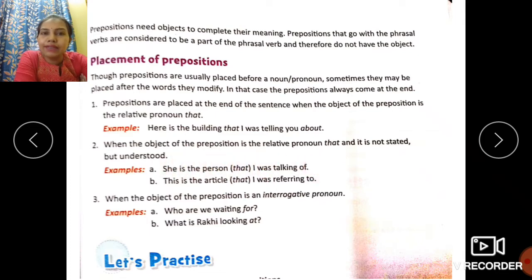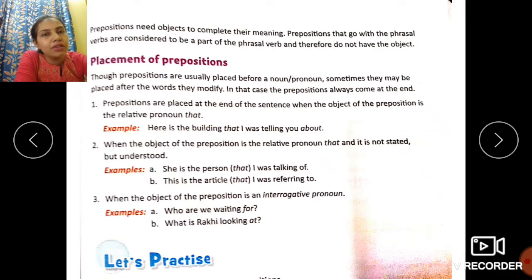She is the person I was talking of. So she is the person that I was talking of. The "that" may not be used, it may be omitted. In spite of not using it in the sentence, the meaning of the sentence is understood. So the preposition "of" here is understood, that it is used for the object "that". Clear?